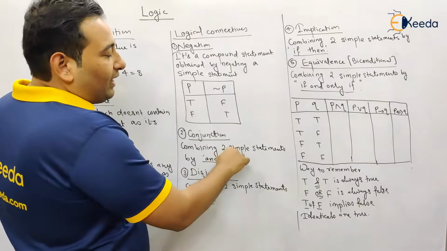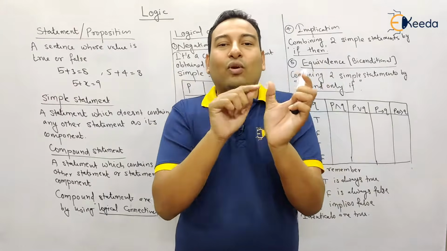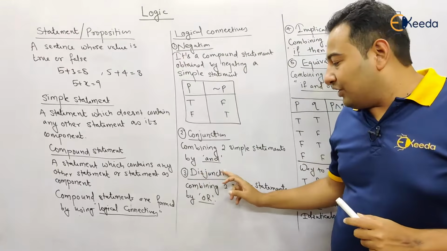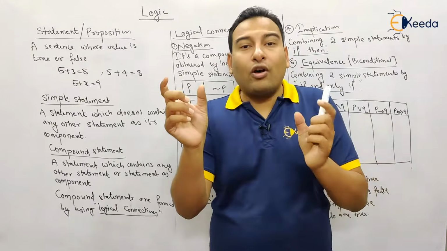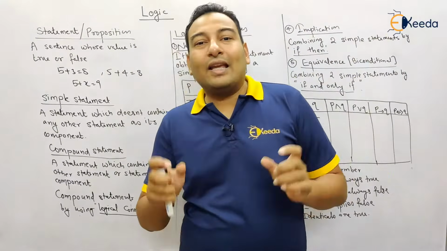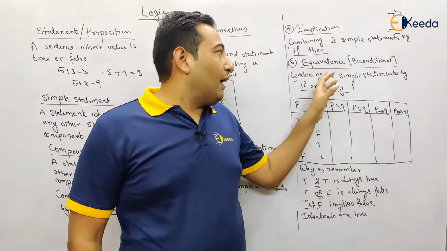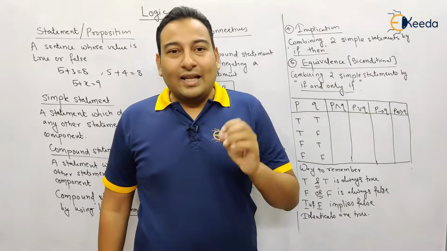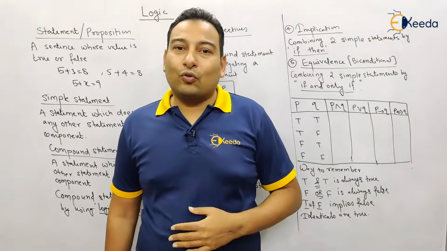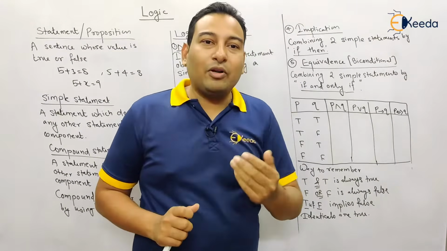Conjunction means combining two simple statements by the and operation. You are good in mathematics and you are good in science, so and in between, this is called conjunction. Disjunction means or. You are good in mathematics or you are good in science. Next, implication, combining two statements using an if-then statement. If you are good in mathematics, then you are good in science. And finally, equivalence or biconditional. That means you are good in mathematics if and only if you are good in science. So these are the 5 types of logical connectives to combine simple statements to form a compound statement.